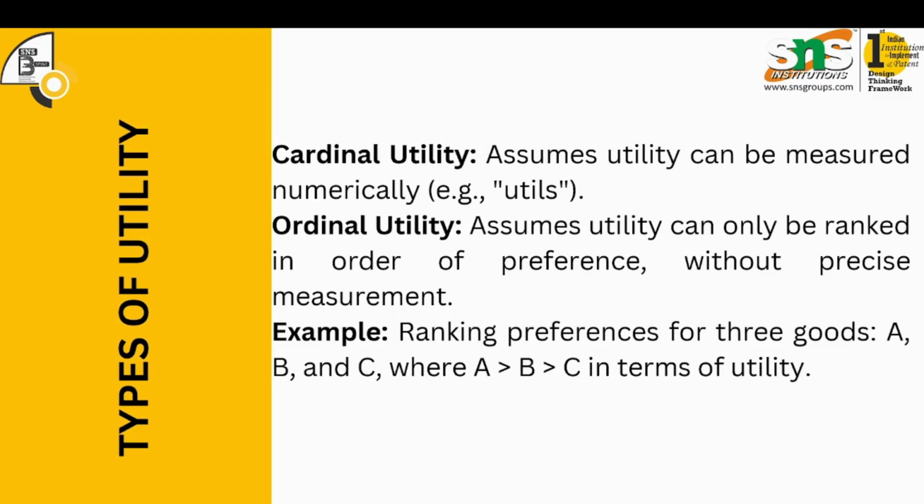Types of utility. The first is cardinal utility. These are measures of utility that can be stated numerically. If I could tell the number of utils, then it is cardinal utility. The next is ordinal utility, which assumes that utility can only be ranked in order of preference without any precise measurement. Say we may be able to rank if A is over B and B is over C. Instead, we cannot give any value for A, B, and C. So in that case, it is ordinal utility.